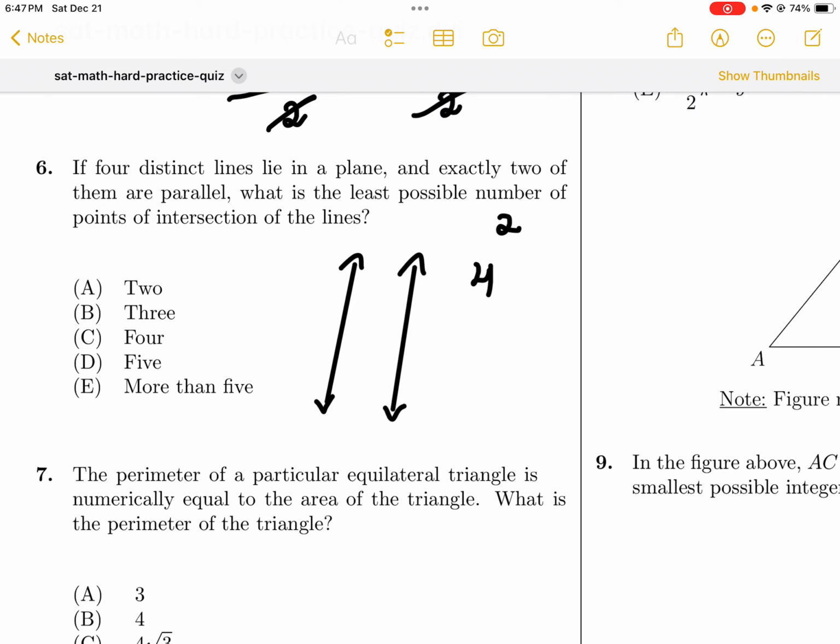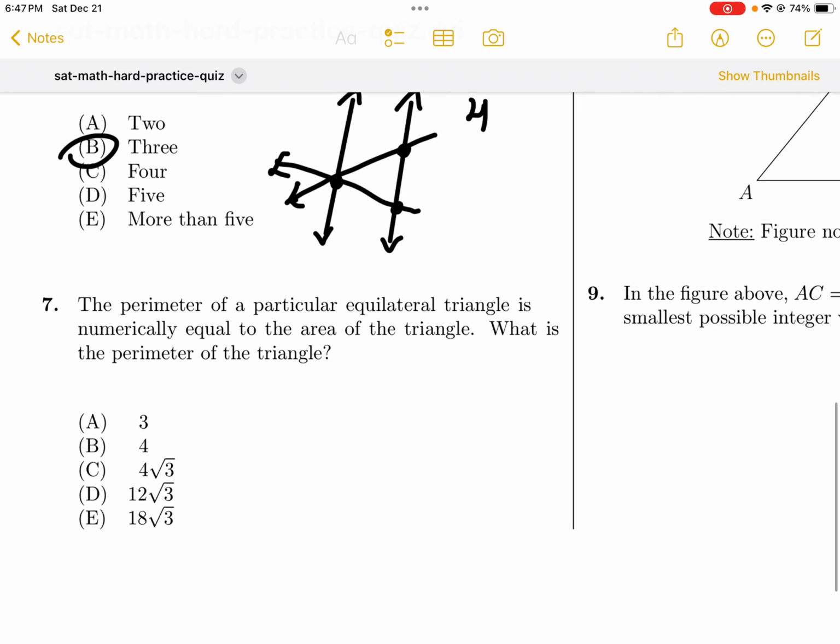So what we can do is we can have both lines go like this, right? We can have both lines intersect one of the 2 parallel lines at different points and then share a common intersection point on the second parallel line. And then they'll never meet again. So we can minimize our intersection points to 3. And that's our answer for that question.